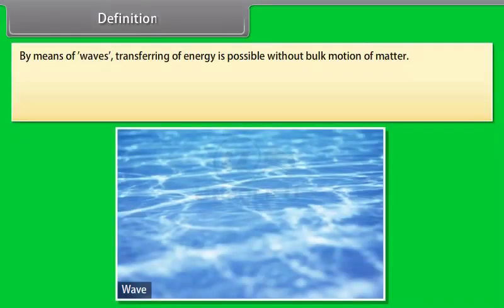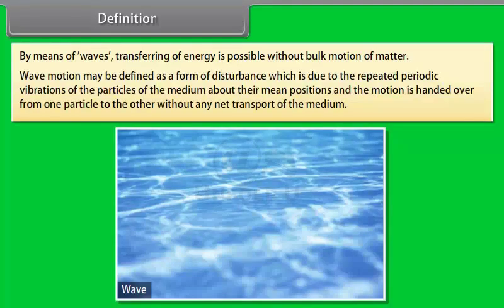Definition. By means of waves, transferring of energy is possible without bulk motion of matter. Wave motion may be defined as a form of disturbance which is due to the repeated periodic vibrations of the particles of the medium about their mean positions, and the motion is handed over from one particle to the other without any net transport of the medium.